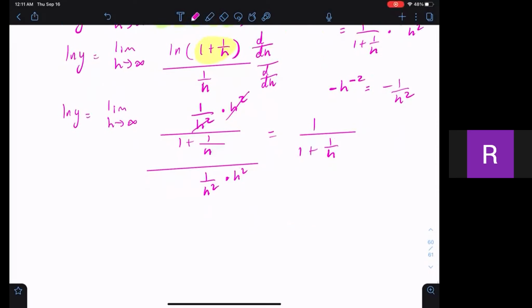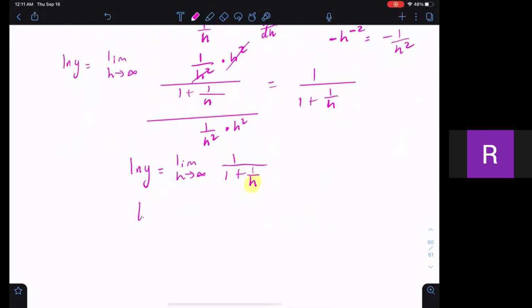So now you can apply the limit. The limit as h approaches infinity of 1 over 1 plus 1 over h. If you plug infinity in here, ln(y) equals the limit as h approaches infinity of 1 over, well, this part is going to be 0, because 1 over a bigger and bigger number approaches 0. So this is 1 over 1, basically, which is 1. The limit disappears, so you just get 1.